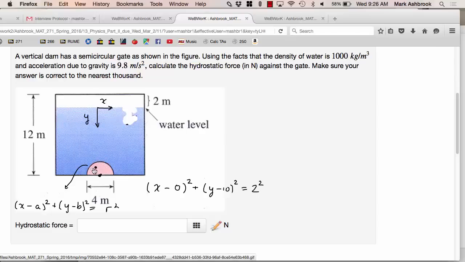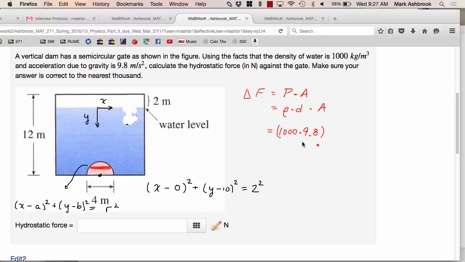So we're going to look at a typical strip here and find the force on the typical strip. A little bit of force is pressure times area, and pressure is density times depth. That's our mass density, and we need force density, so it's going to be 1,000 times the 9.8, because we're in metric. And then our depth is what?